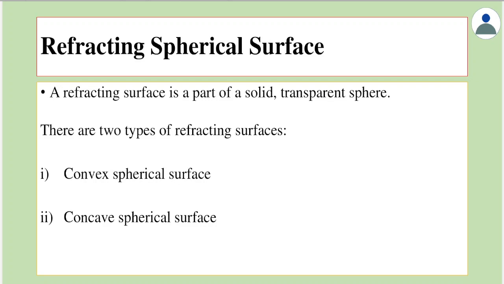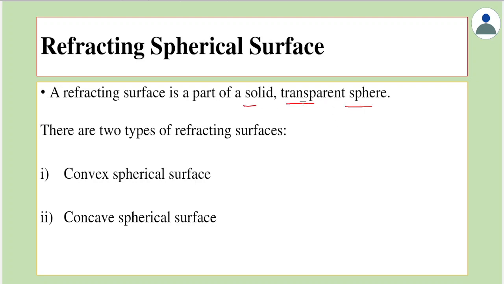Recall the earlier lectures. The first thing we did was reflection, and in reflection we first started off with plane mirrors, and then we continued with spherical mirrors. The same way here, we have done plane surfaces till now, and now let's start with spherical surfaces. To define these, a refracting spherical surface is part of a solid transparent sphere.